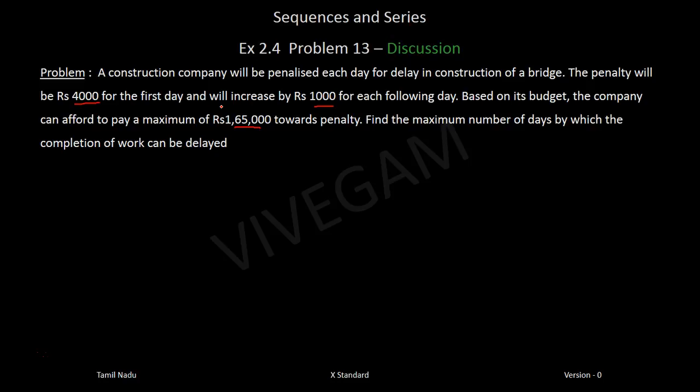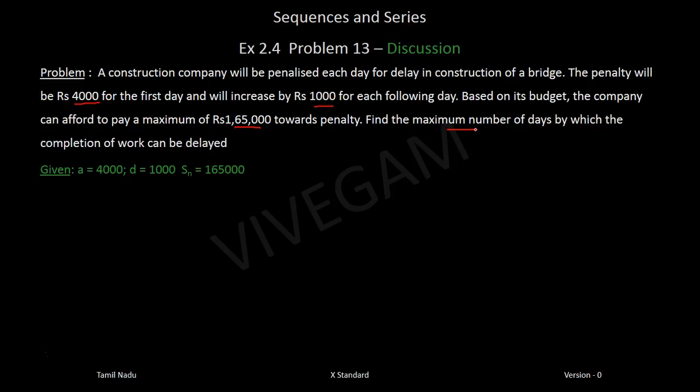So we don't know the value of n. But they say the maximum fine, total fine they can pay is 1,65,000. So this is nothing but Sn. Okay. Then we'll be able to, using the formula, calculate the maximum number of days. So let's say the company delays it by n number of days, and we have to calculate n based on the given information. Okay, just have a broad idea, we'll work it out.